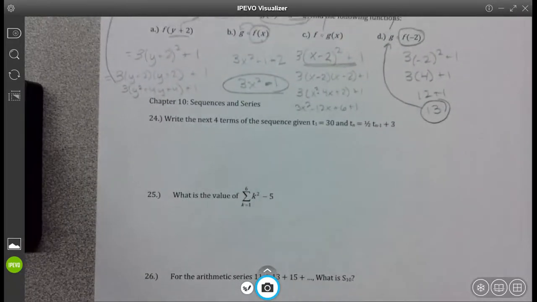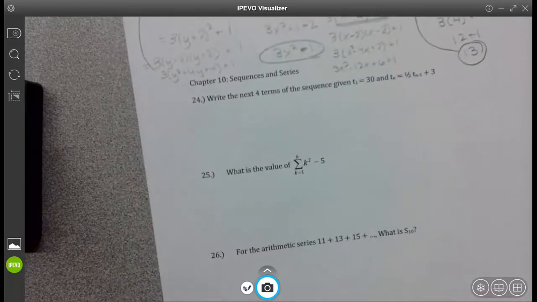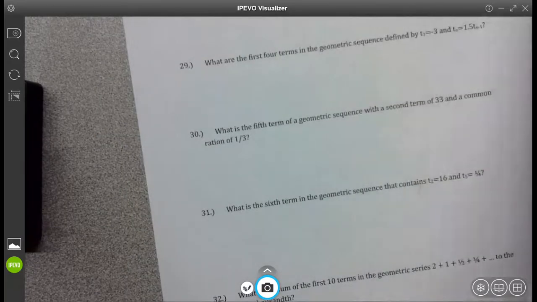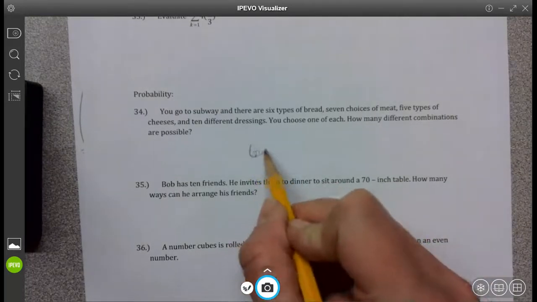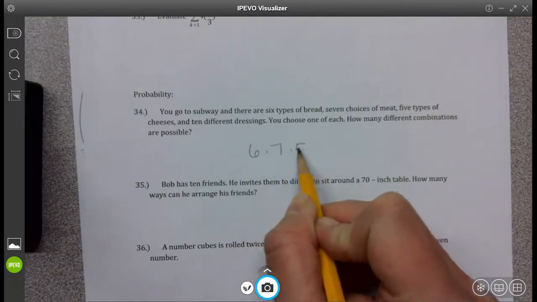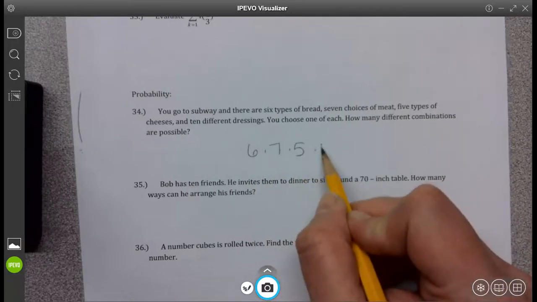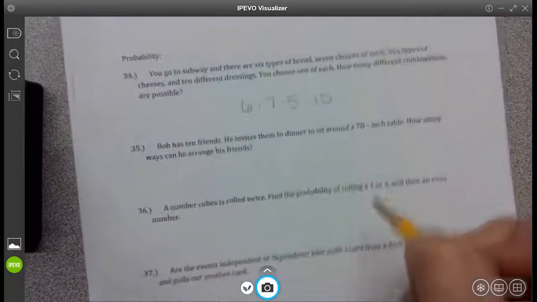Okay. I'm going to do sequences and series last because that was our last one to do. Let's see if we have any probability. Okay. Probability. You go to a Subway and there's 6 types of breads, 7 choices of meat, 5 types of cheese, and 10 different dressings. You choose one of each.